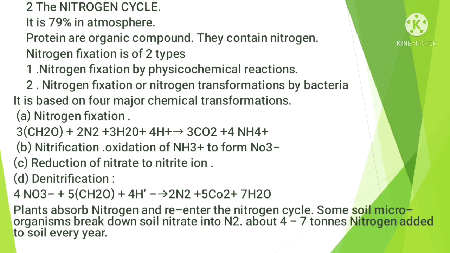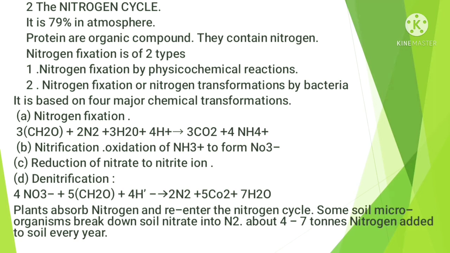Third one is reduction of nitrate to nitrite ion. So in the third chemical transformation, reduction of nitrate to nitrite ion, NO3 minus is converted to NO2 minus. And the last process is denitrification. In denitrification, NO3 minus is reduced to NO2 minus. It is taking place.